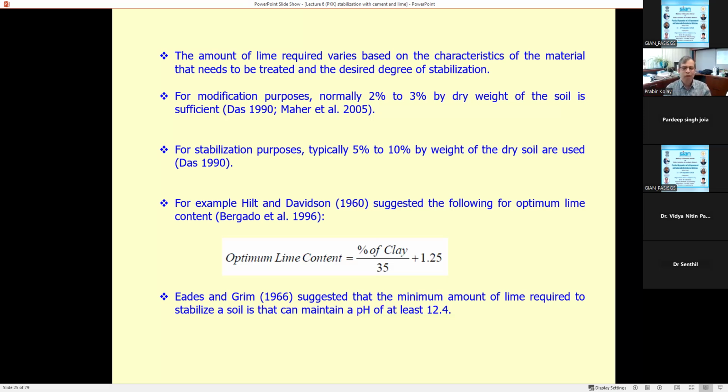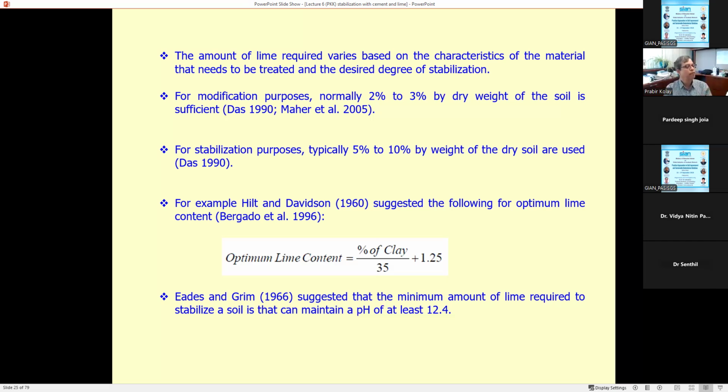So most of the time people use 6 to 8 to 9% of lime. If you use more than that, the strength increase goes down. So it depends on the free available silica, right? For stabilization purposes, typically 5 to 10% of the weight of the dry soil is used. But again, as I mentioned, it can be up to 6 to 9%.